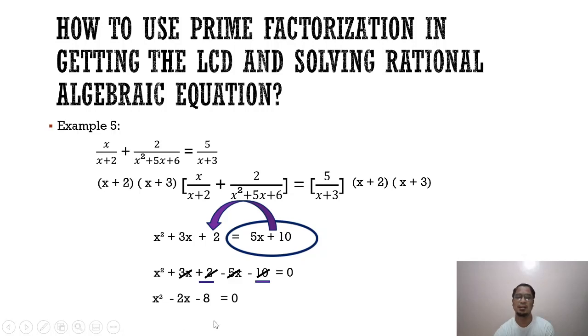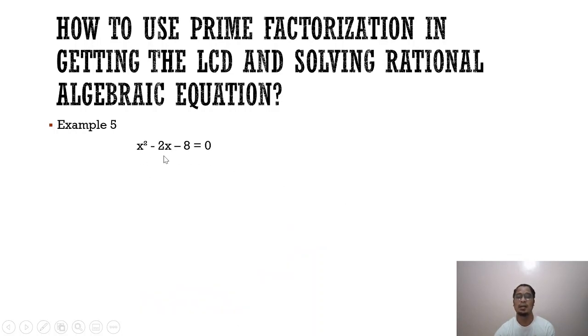This is now our quadratic equation in standard form. This is what we will use to solve for the value of x. We can use any of the four methods, whichever you are more comfortable with and can apply. In this case, we can use factoring. One factor is x plus 2, and its partner is x minus 4. If you multiply these, this will be the answer.